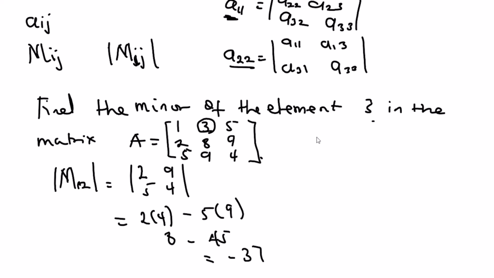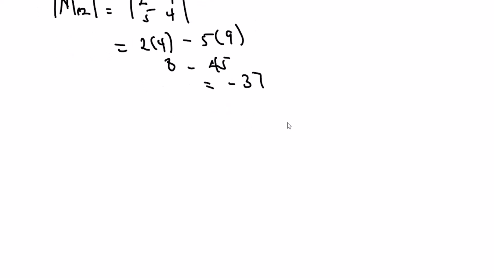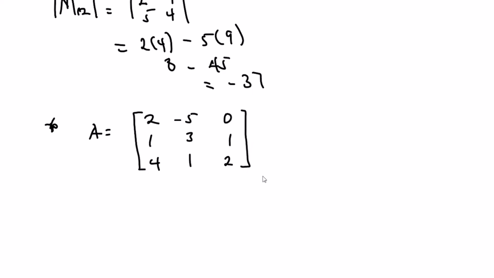Now let's take another example on the minor aspect. You are given the matrix A being equal to 2, negative 5, 0, 1, 3, 1, 4, 1, 2. This is matrix A. Determine the minor of the element 4.